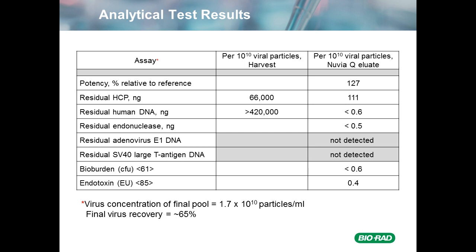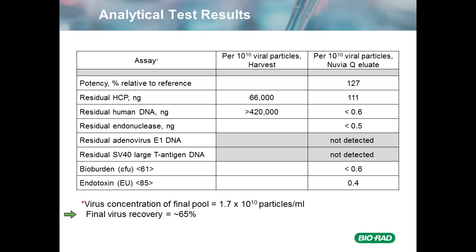These are some of the quality outputs that they got. So this is some data that was in the harvest, again, per 10 to the 10th viral particles. What you see is that there was 100% potency retained, which is good. Residual HCP was about 100 nanograms per 10 to the 10th particles, no detectable DNA, no endonuclease, no bioburden to speak of, and endotoxin well within the limits that are required.